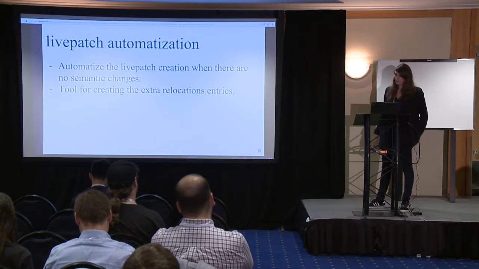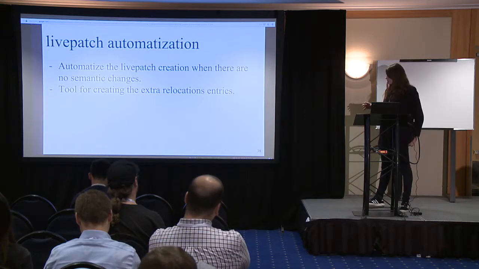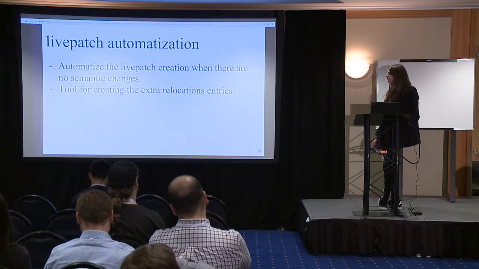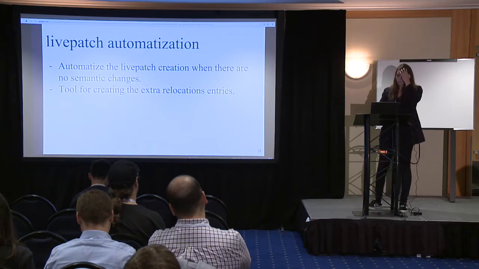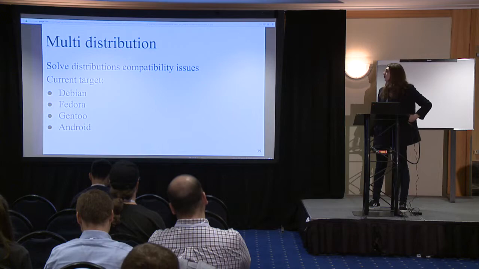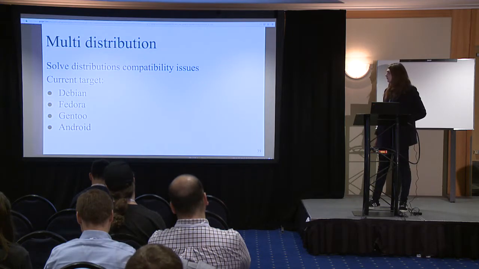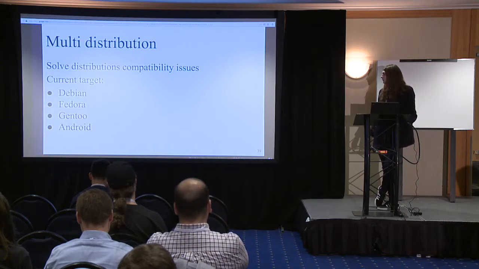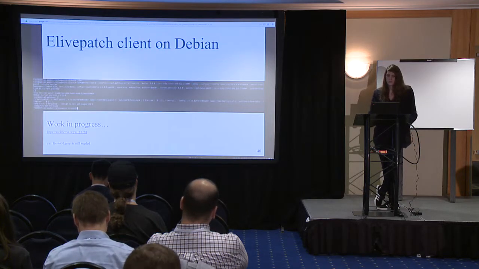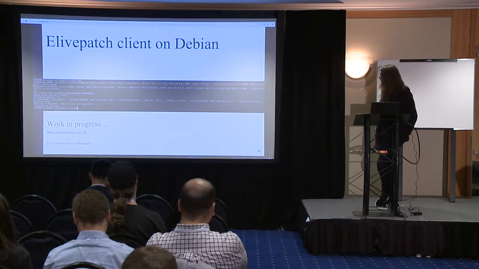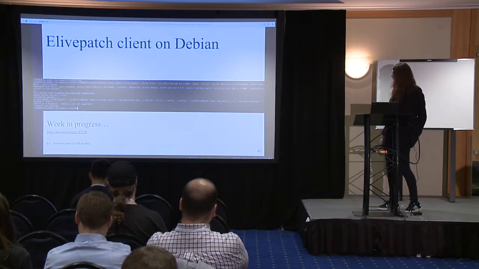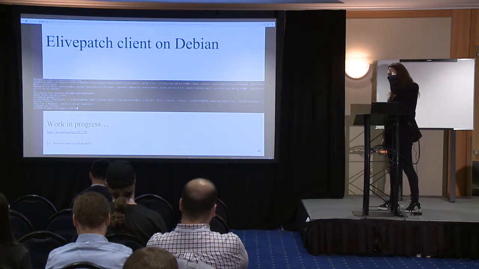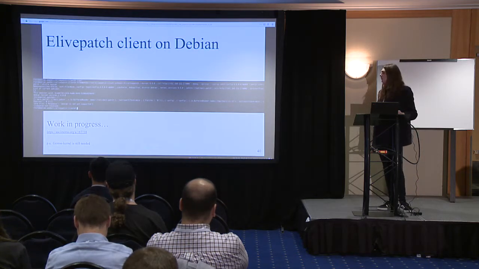About Elivepatch automatization, one of the things that came out from the Elivepatch mailing list is to mainly think about when there is no semantic change, and to make a tool for creating the extra relocation entries for doing the Elivepatch automatization. We are trying to make it available for different operating systems. We tried to make an Elivepatch client for Debian, but it's actually a bit of a monster because it's using a Gentoo kernel over Debian.